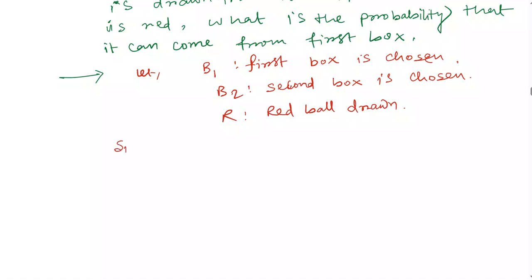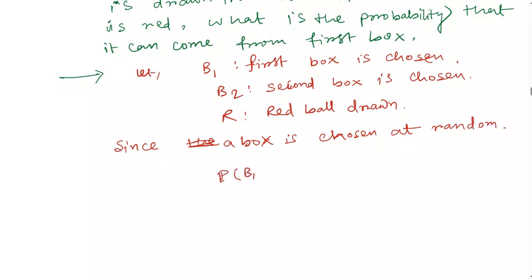The box is chosen at random, right? Since a box is chosen at random, therefore probability of B1 equal to 1 by 2 and probability of B2 is also 1 by 2. Randomly chosen means we have to give both the same probability.